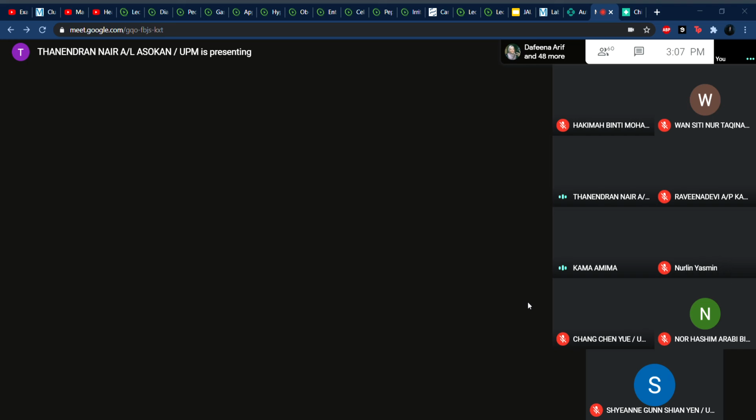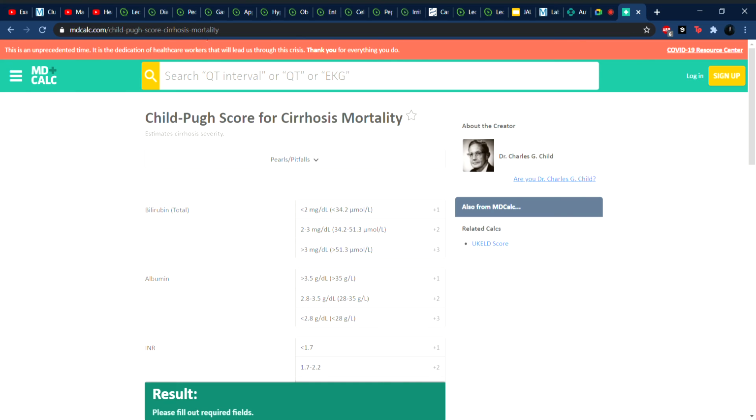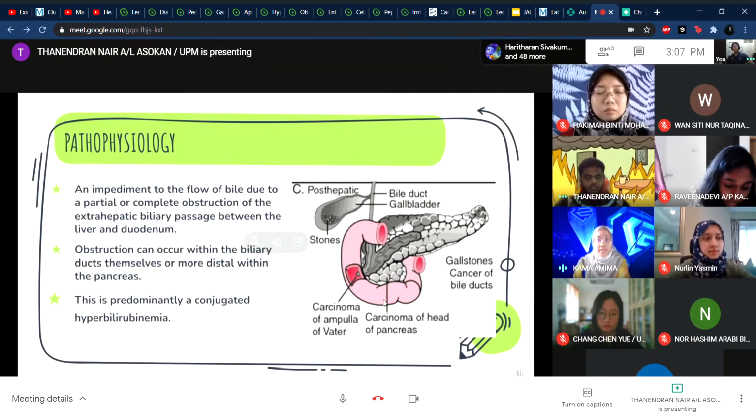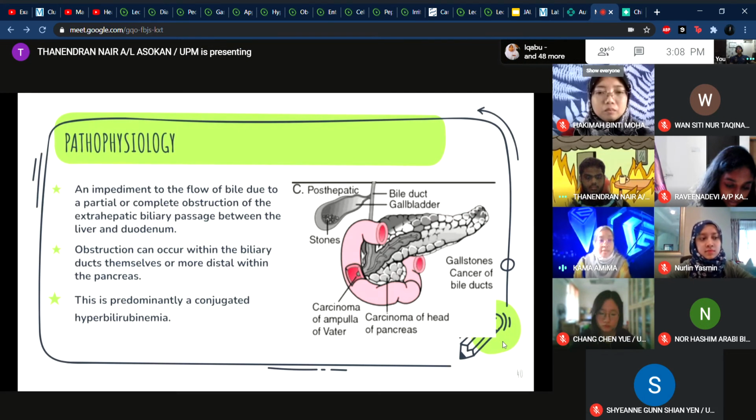So in post-hepatic jaundice, also known as obstructive jaundice, there is an impediment to the flow of bile due to a partial or complete obstruction of the extrahepatic biliary passage between the liver and duodenum. So this obstruction can occur within the biliary ducts themselves or more distal within the pancreas. And as I mentioned earlier, this is predominantly a conjugated hyperbilirubinemia. So next one.